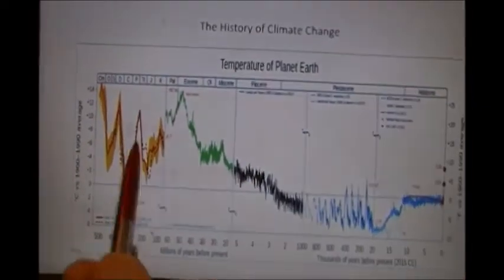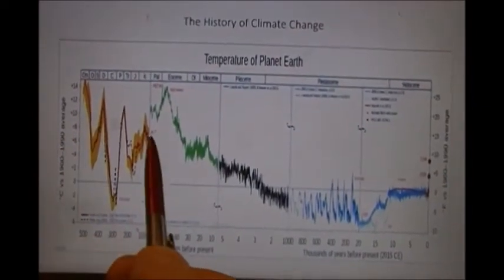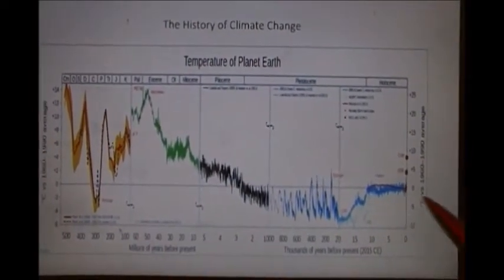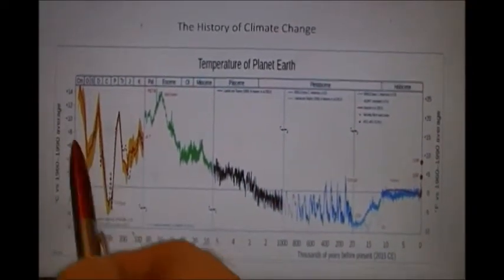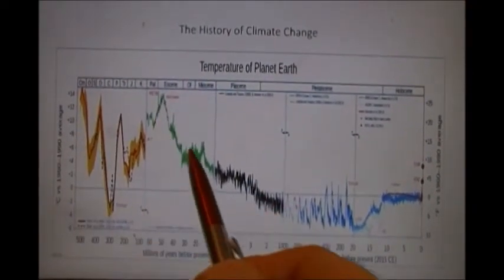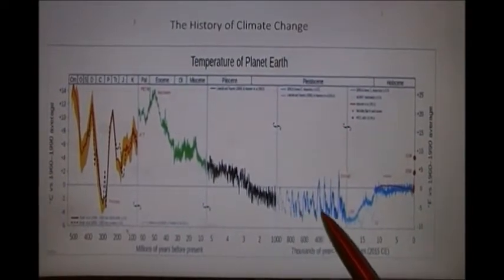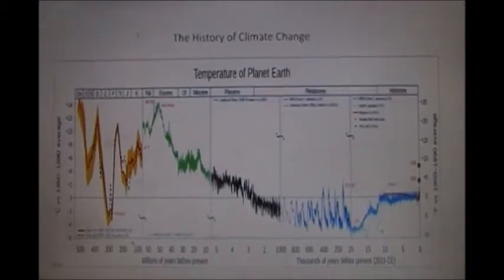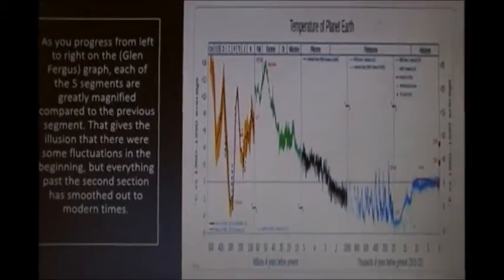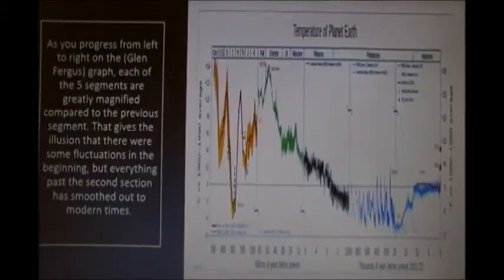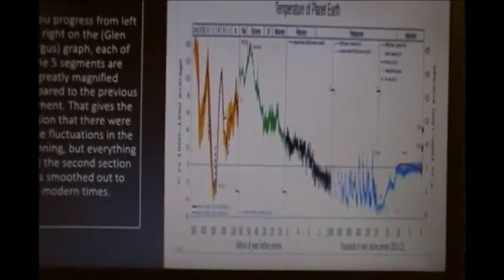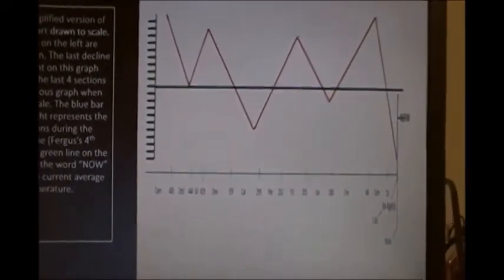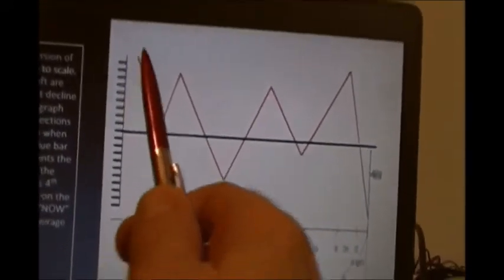So what you immediately notice is that this is a very condensed amount of time, and as you go from left to right, this is all very spread out, and so it gives the illusion that there were some fluctuations in the beginning, and then temperatures have gone down, and now they've jumped up to the present. If we take this same scale, by the way, this is from Glenn Fergus's graph from the internet, and draw it to scale, suddenly it looks like this.